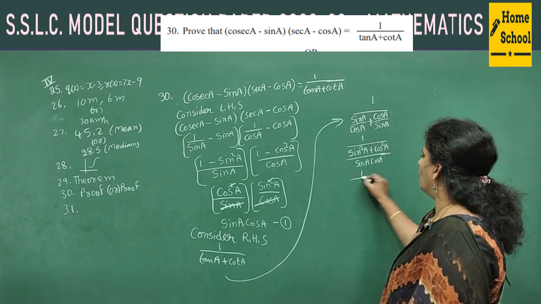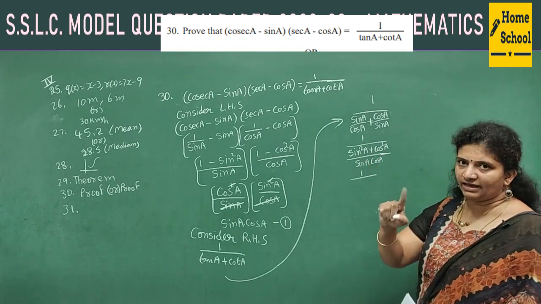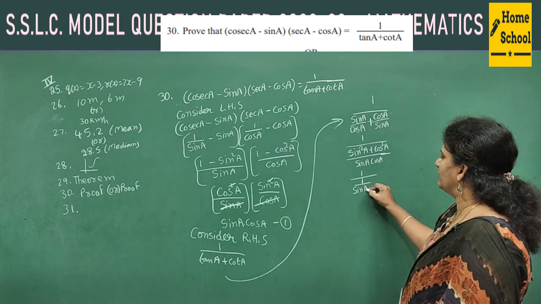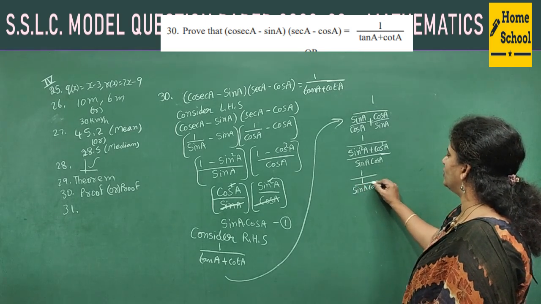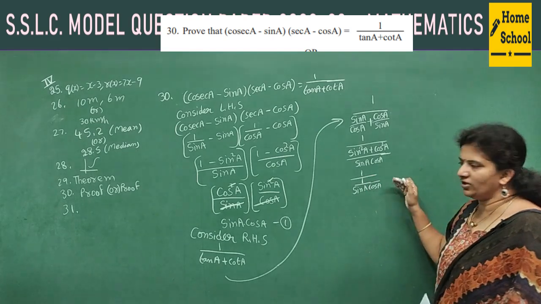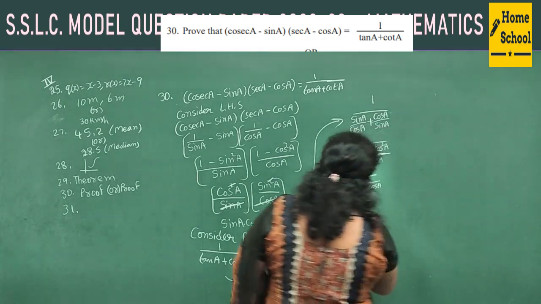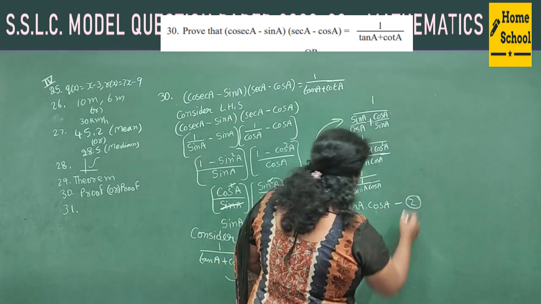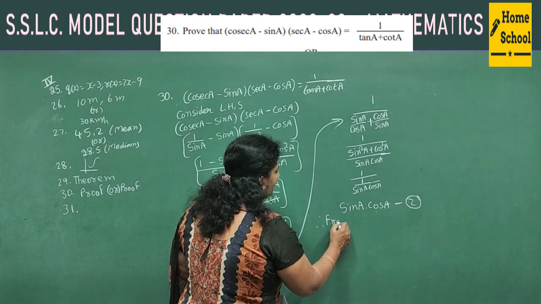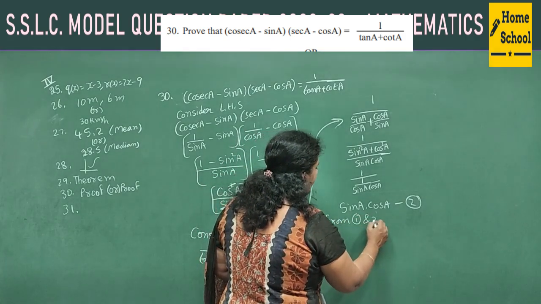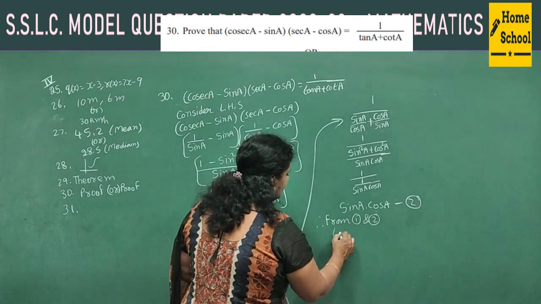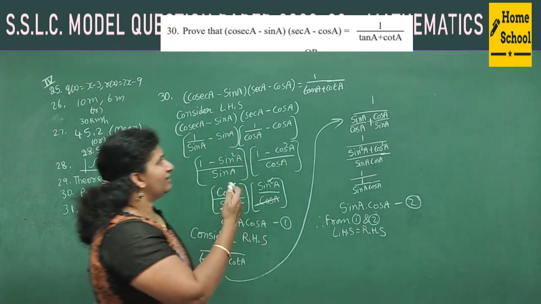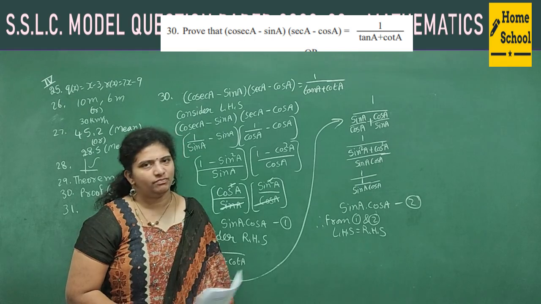Now 1 by sin square theta plus cos square theta is 1. Substitute that by sin A cos A. Bring the sin A cos A to the numerator. Sin A cos A by 1 you are going to get. So finally you can rewrite this as sin A into cos A. So mark the second equation. Therefore from 1 and 2 equations I can say LHS is equal to RHS. And again rewrite the question and write hence it is proved.